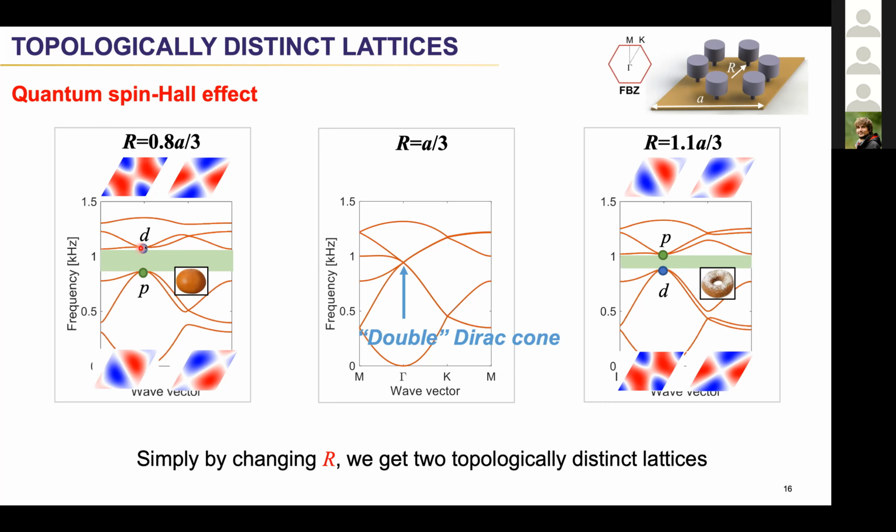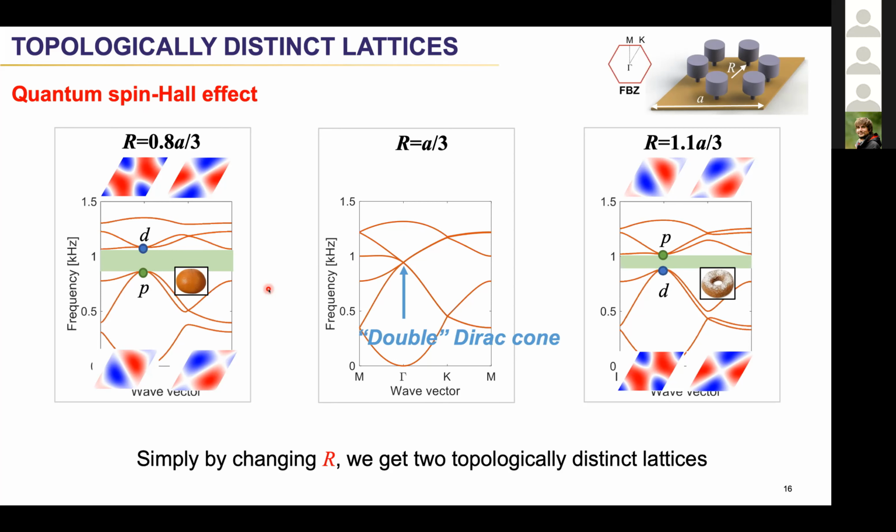If we check the mode shapes of these points, as we discussed earlier, for example, the mode shapes of this point look something like p orbitals, whereas these look like d type. For the larger radius, what we have is just the opposite. So essentially we are having a band inversion in the system. Okay, this phenomenon mimics the so-called quantum spin Hall effect.